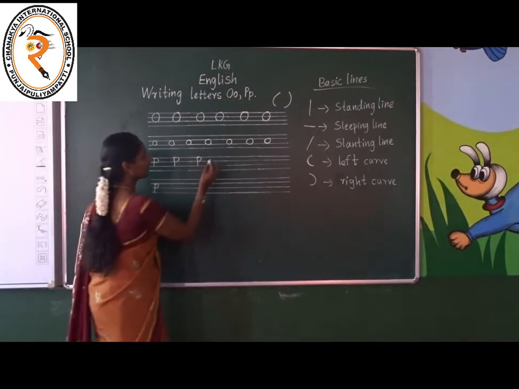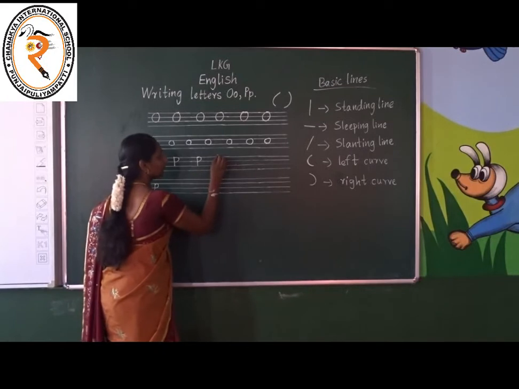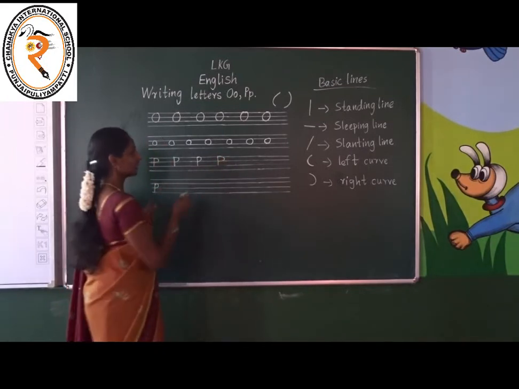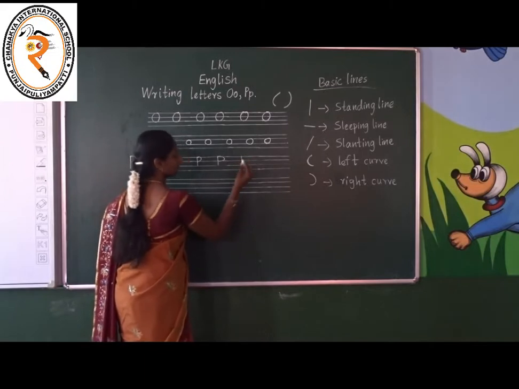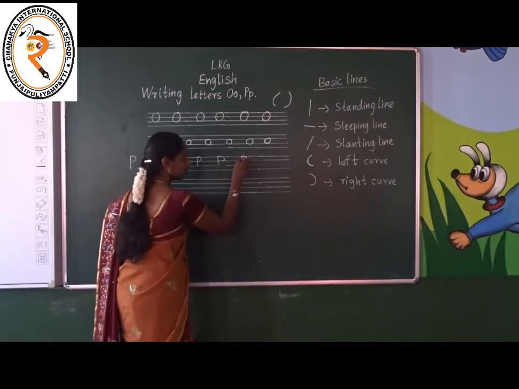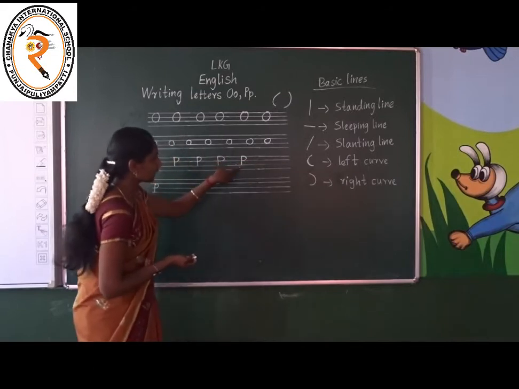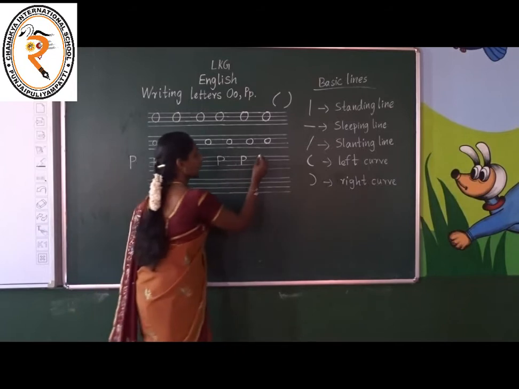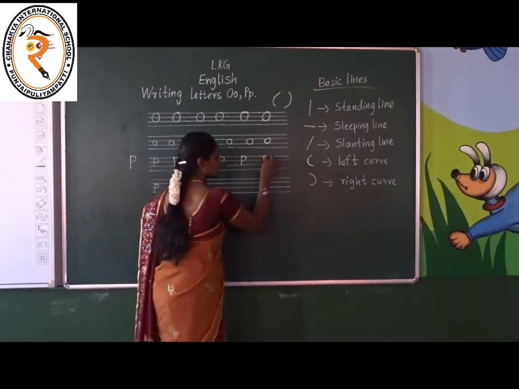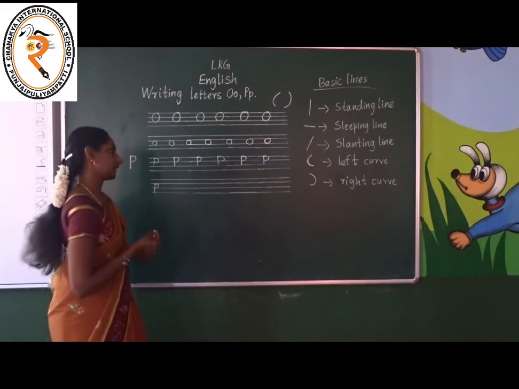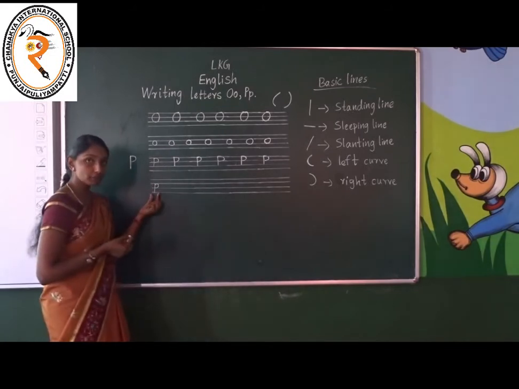Yes, super. Now, write with me. Yes, super. Very good. Write with me, children. One standing line and one right curve. We have to use first 3 lines. Don't go on the 4th line. Okay. This is capital P. Standing line and right curve. This is capital P. Very good. Shall we move to small p?